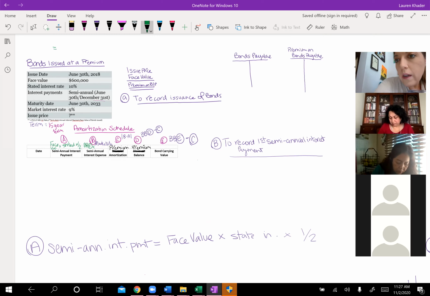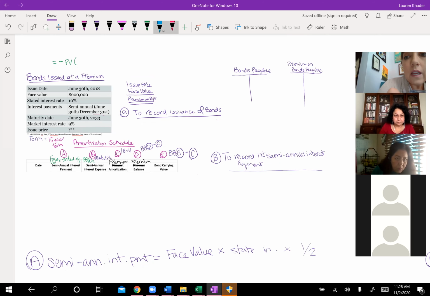In Excel, we're going to use the present value calculation. We're going to go equals negative PV, present value, open parentheses. Since these bonds pay interest semi-annually, twice per year, the first number is going to be 1/2 the market interest rate. So the market interest rate at the date of issuance was 9%. So 1/2 of that is going to be 0.045, comma.